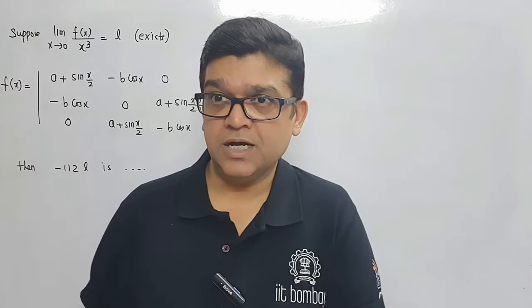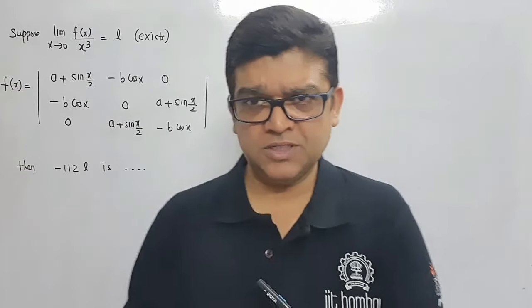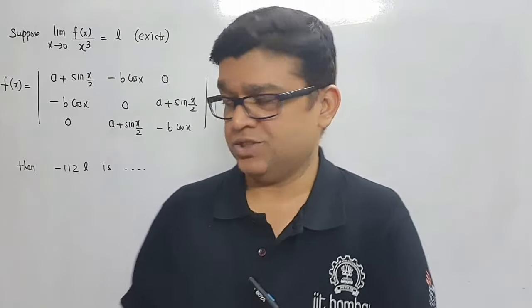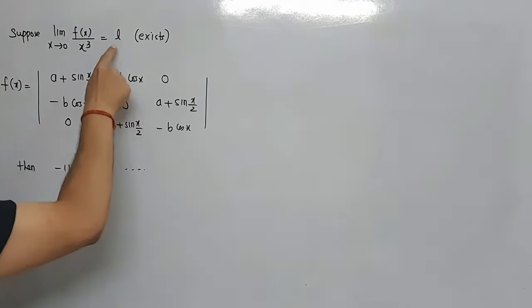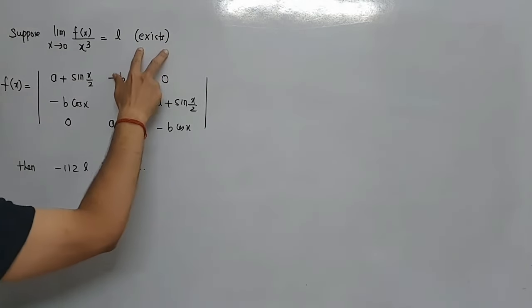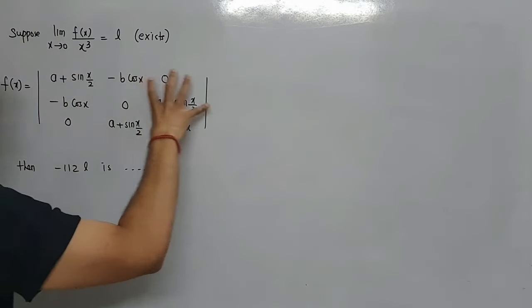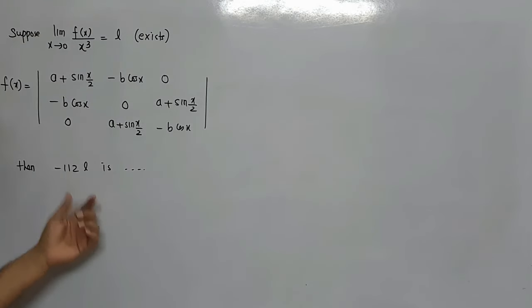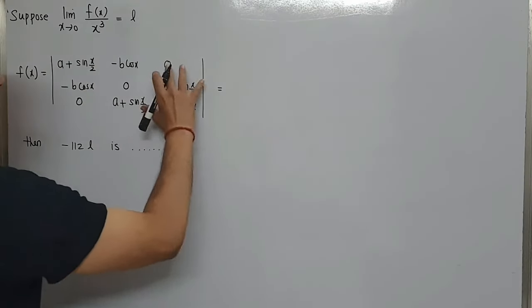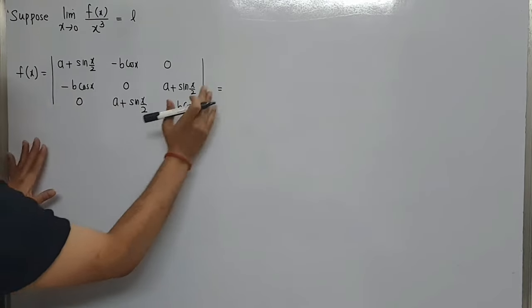So here is a multi-conceptual question, very important and most favorite expected question. Suppose limit x tends to 0 of f(x) upon x cube is L, and the question says this limit exists, where the function is given by this determinant, and they are asking the value of minus 112 L. First thing, I'm going to expand this determinant in order to get the function value.